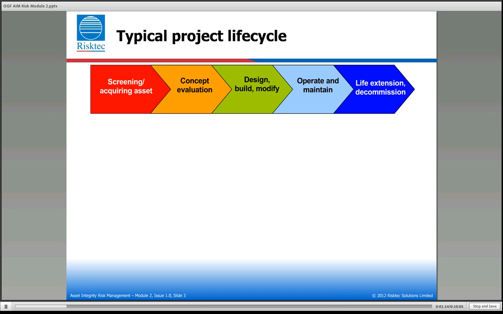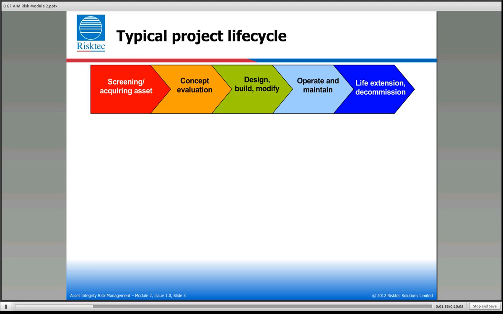Once we've decided on the concept we're going to go with, then the detailed design work goes in place. We start to build it, and we'll start to modify that design. We'll start to modify what we've actually got in place, till we get to the point where we have, if you like, a fairly stable plant configuration, and then the challenge is to operate and maintain it throughout the lifetime of that facility before we either get to life extension to keep it operating for longer, or we get to decommissioning it.